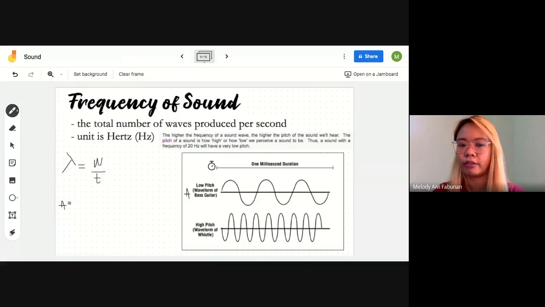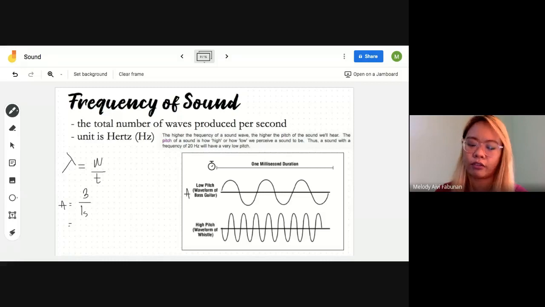So if we're going to compute dito sa sound letter A, how many waves do we have? Anybody from the class? How many waves do we have in sound letter A? 3 waves. We have 3 waves. Thank you very much, Kuya Jared. And our time is 1 second. So in order for us to compute for the frequency of sound letter A, we are going to divide 3 divided by 1. So we have 3 hertz for sound letter A.